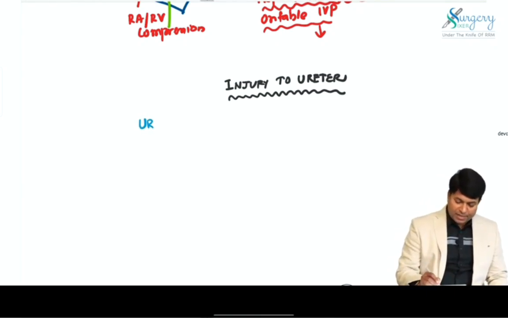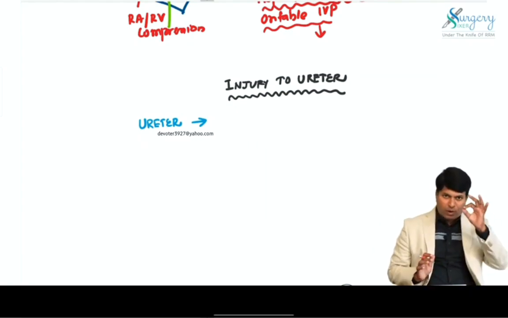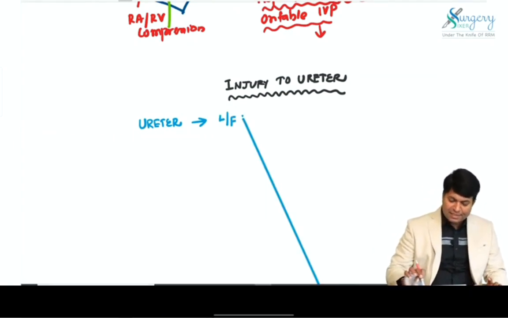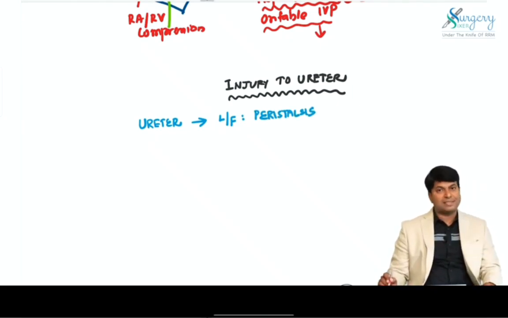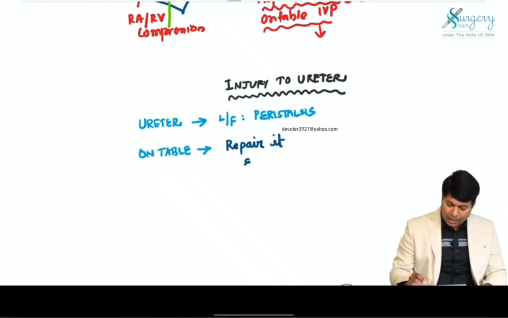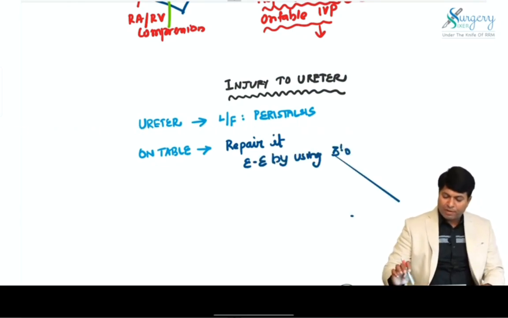So how is the ureter identified during surgery? While operating in the retroperitoneal area, we can identify the ureter by one mechanism. What is that mechanism? The surgeon identifies the ureter by looking for its peristalsis. Please don't forget this one-liner. Ureter is identified during surgery by its peristalsis. And if ureteric injury is identified on table, immediately you must repair it end to end using 3-0 Vicryl.